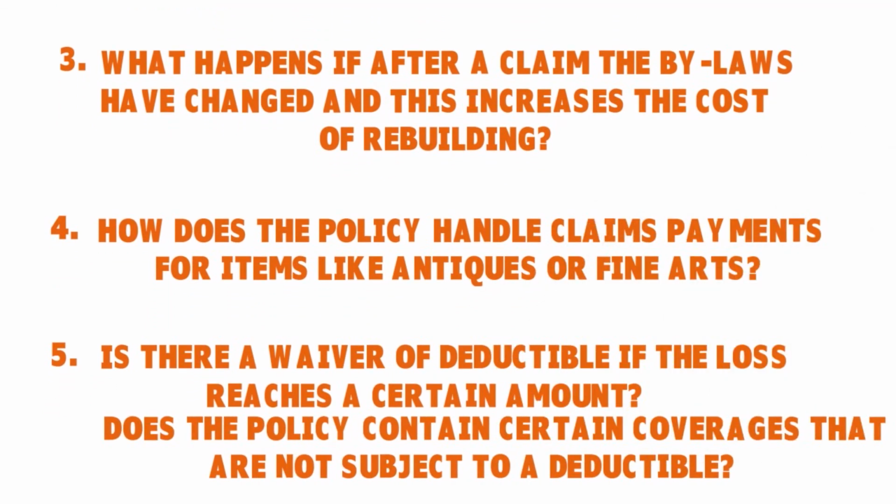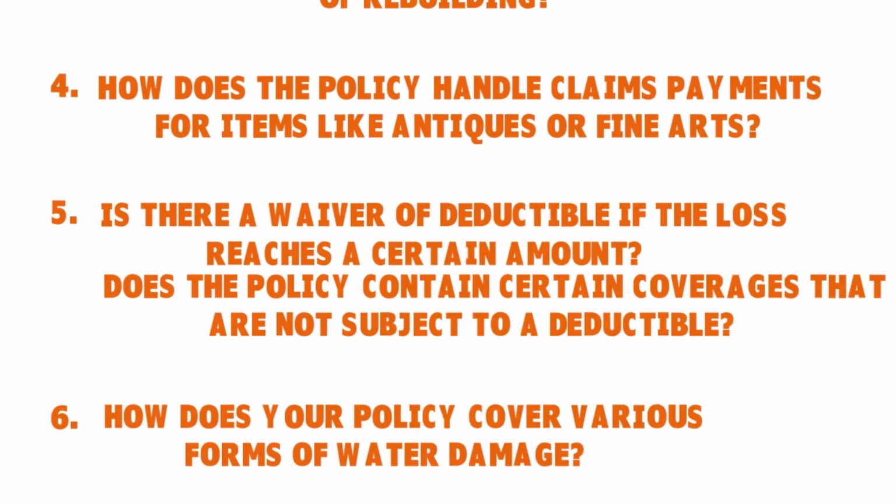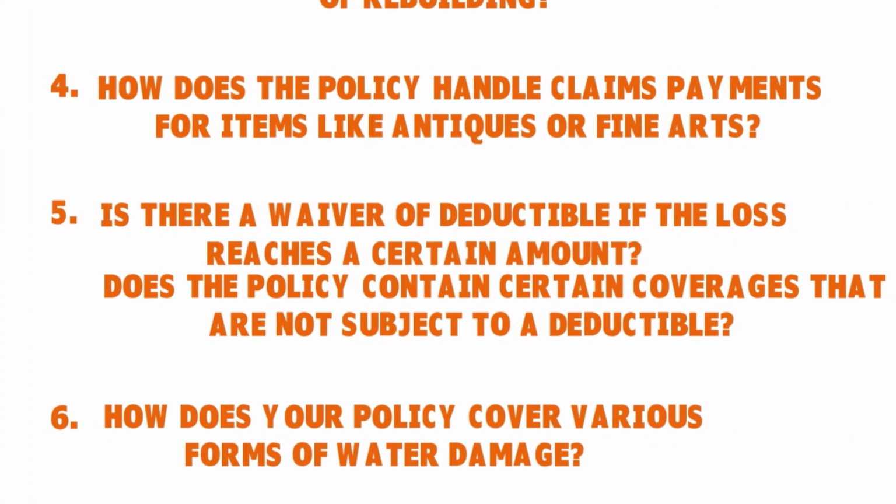Does the policy contain certain coverages that are not subject to a deductible? Waivers of deductible can be very beneficial. So having your deductible waived if a claim reaches a certain value can save you thousands of dollars here, folks. And how does your policy cover various forms of water damage? A question like water damage is kind of critical because it's sometimes linked to the lifestyle of the owner.